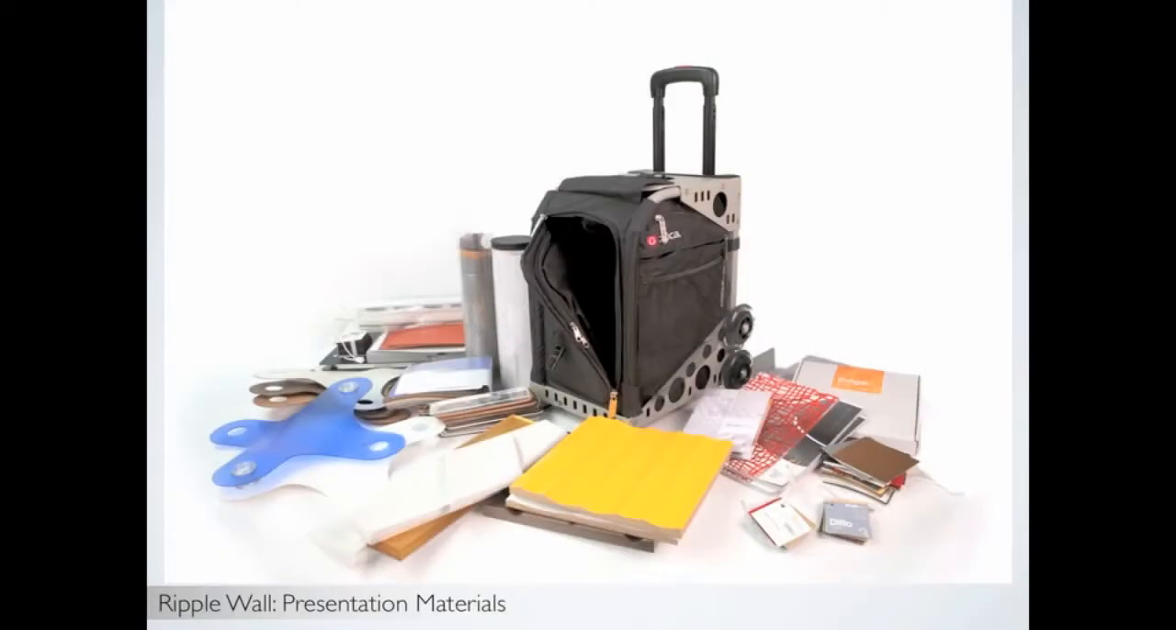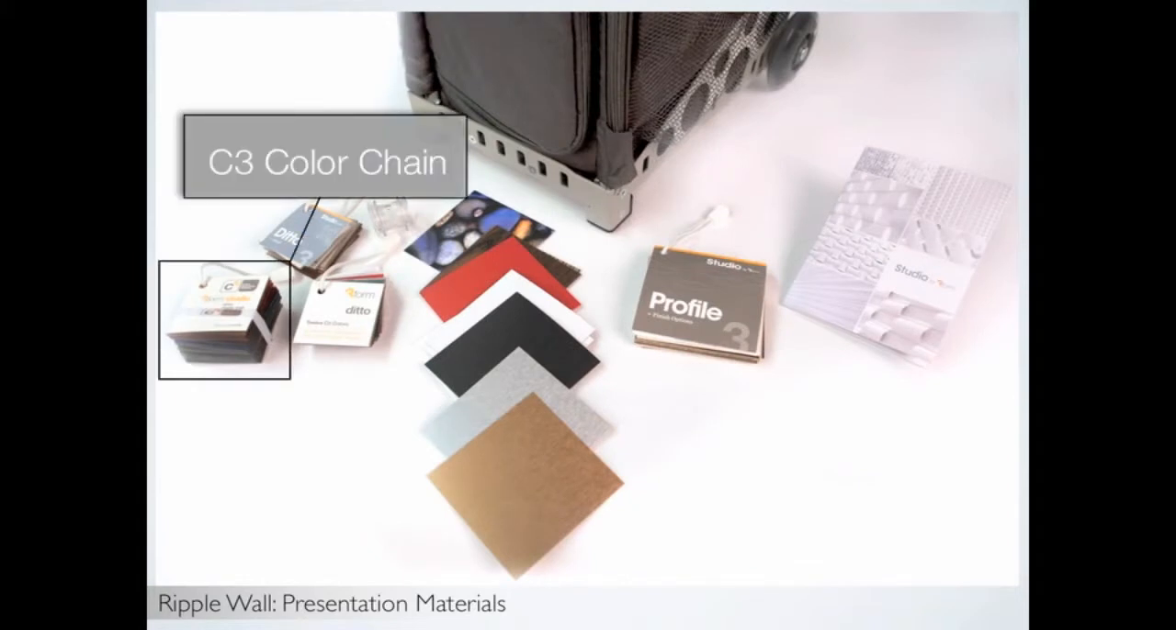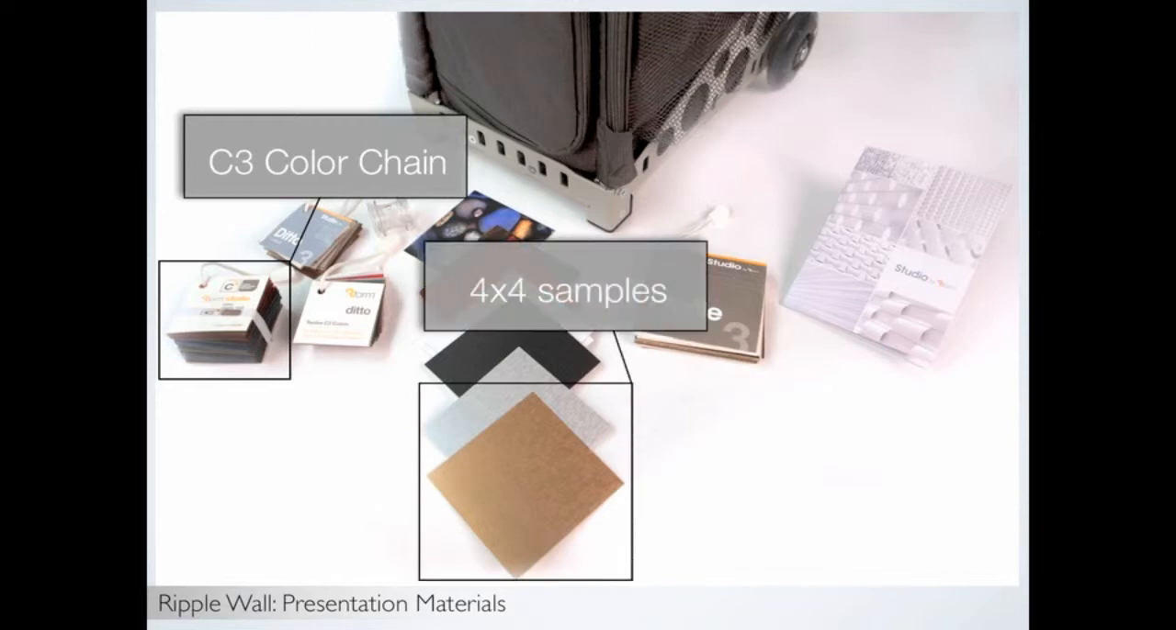There are a number of materials that you should use to conduct an effective presentation on studio products. Right now we'll focus on the materials you should have to present on a Ripple Wall. You need the C3 color chain. This will be helpful to have on hand for support. You also need 4x4 samples to show the available laminate, aluminum, wood veneer, poly resin, and high-res offerings.